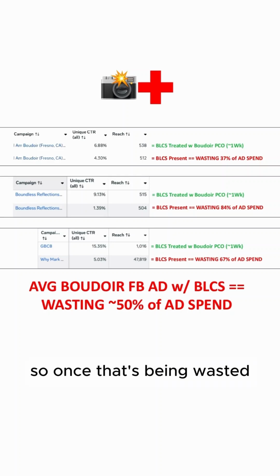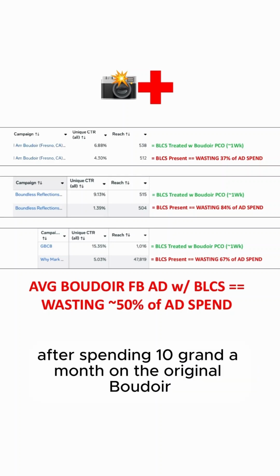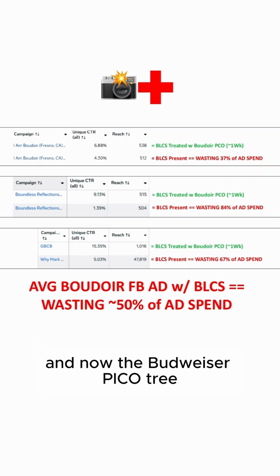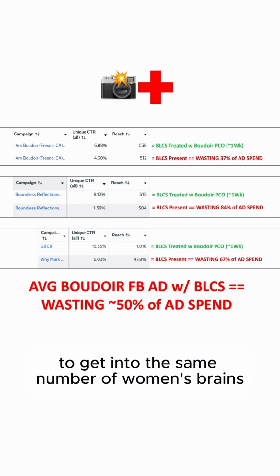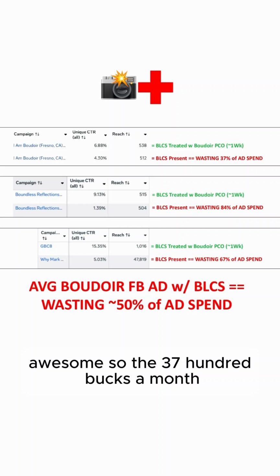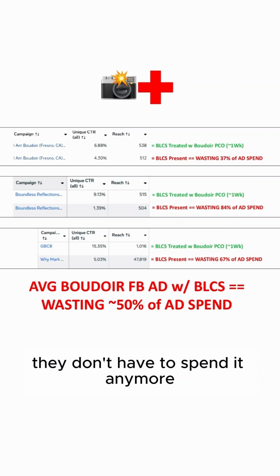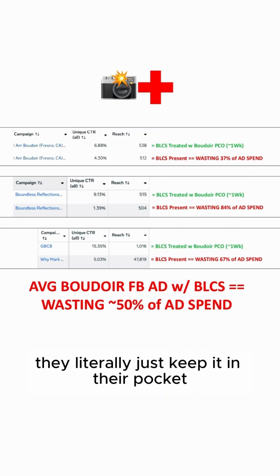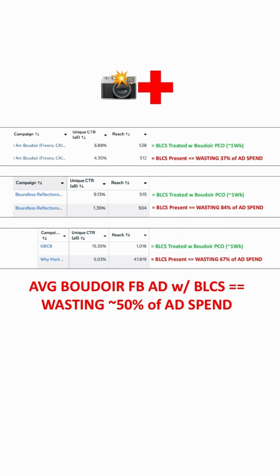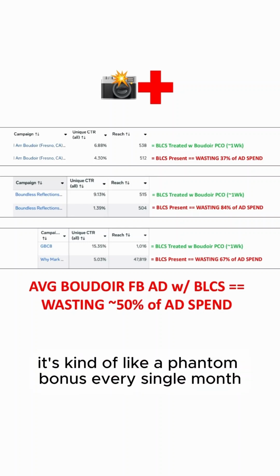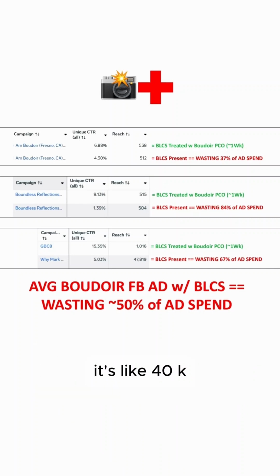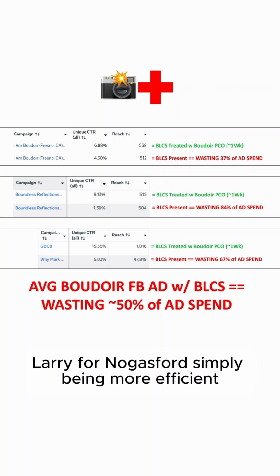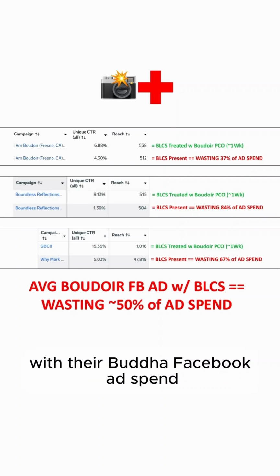So if they're spending 10 grand a month on the original Boudoir Facebook ad, with the Boudoir Pico treated ad they only need to spend $6,300 a month to get into the same number of women's brains. Awesome. So the $3,700 a month, they don't have to spend it anymore. They pocket it. They literally just keep it in their pocket. They don't have to pay it to the Zuck. It's kind of like a phantom bonus every single month. $3,700, another $3,700, another $3,700. At the end of the year, it's like 40K, literally for no extra effort, simply by being more efficient with their Boudoir Facebook ad spend.